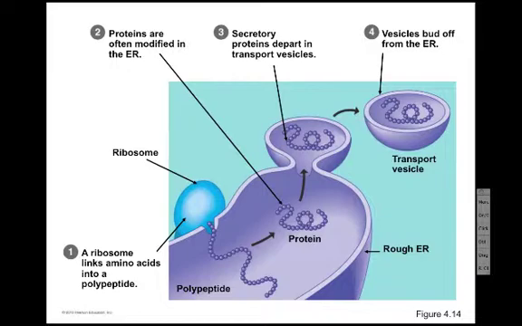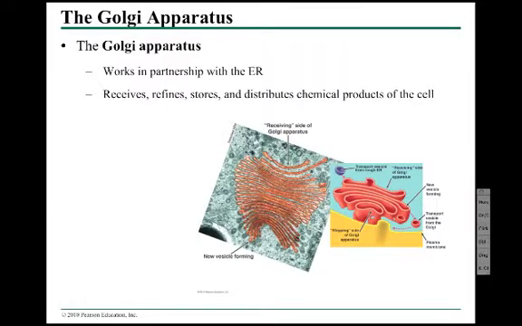So it buds off the endoplasmic reticulum. The endoplasmic reticulum, as you see at number 3, is actually going to snip off and turn into that transport vesicle. And that is leaving the endoplasmic reticulum and carrying the protein that was manufactured there.